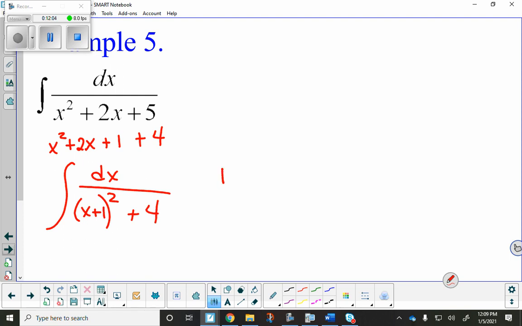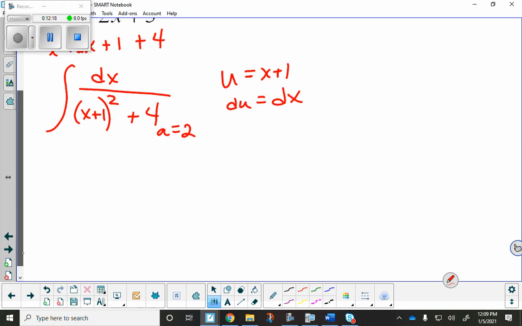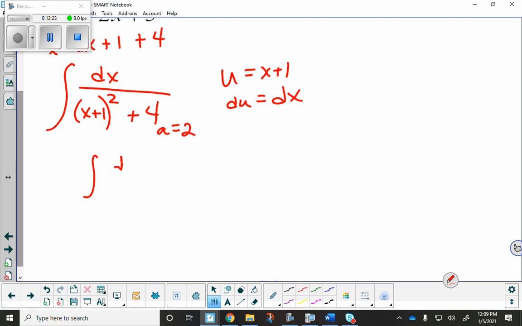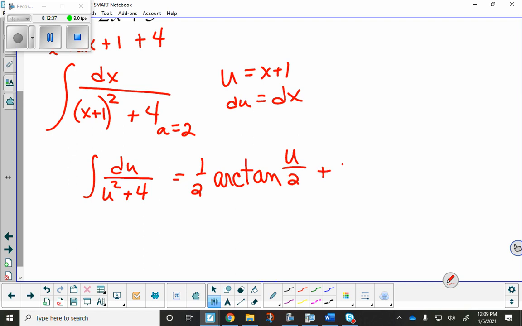Therefore, my u is going to be x plus 1. My du is just dx. My a is equal to 2. So when I look at this, this is really the integral of du over u squared plus 4. And this would be 1/2 the inverse tangent, or arctangent, of u over 2 plus c.